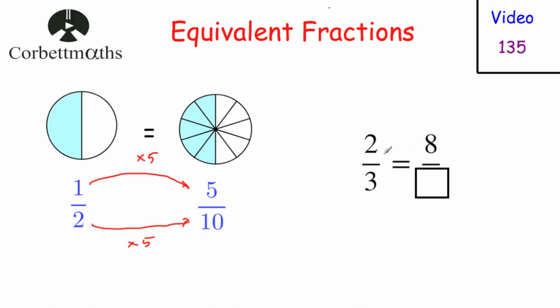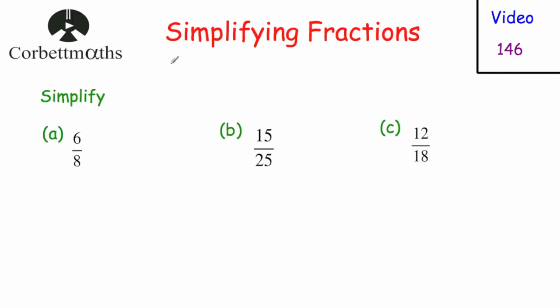So here we've got 2/3, and that's equal to 8 over blank, and we're trying to find this missing number for these equivalent fractions. To get from 2 to 8, we multiply by 4. So we've multiplied the numerator by 4, so let's multiply the denominator by 4. So let's do 3 times 4, and 3 times 4 is equal to 12. So 2/3 is equal to 8/12. They're equivalent to each other. Okay, so let's have a look at our next topic.